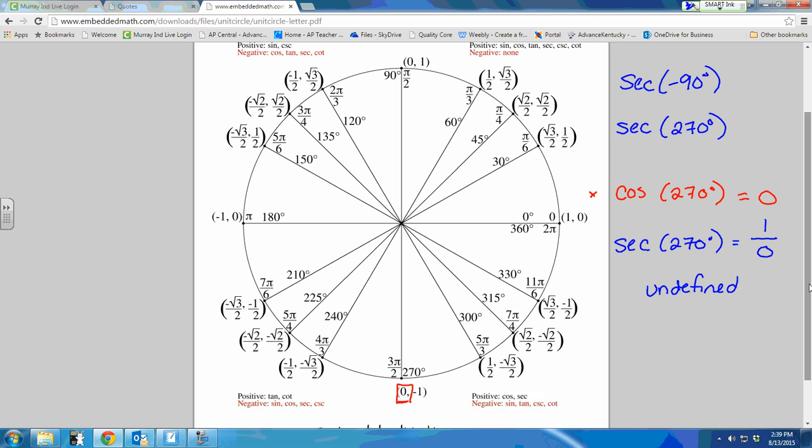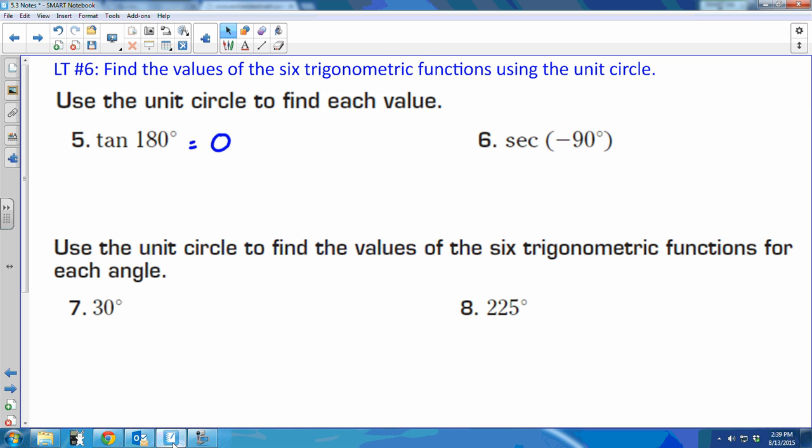Alright, so negative 90 isn't on the unit circle technically, so we need to find a coterminal angle. Secant's not listed on the unit circle, but cosine is. We need to find that first and then find the reciprocal. So secant of negative 90 ends up being undefined.